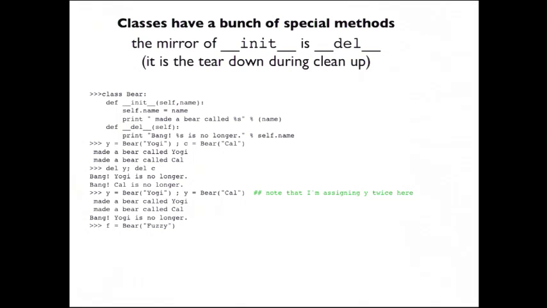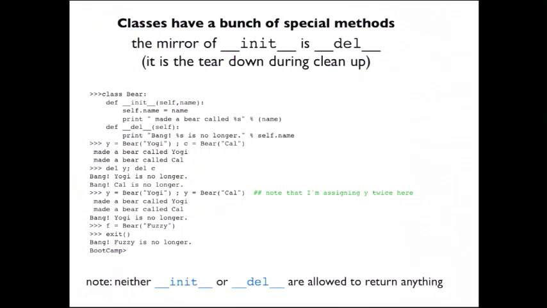So F equals bear of name fuzzy. And if I exit out of Python, part of the garbage collection of Python is just to delete everything out of the namespace. And as I'm getting out of the Python interpreter, I wind up killing the bear. Yes?